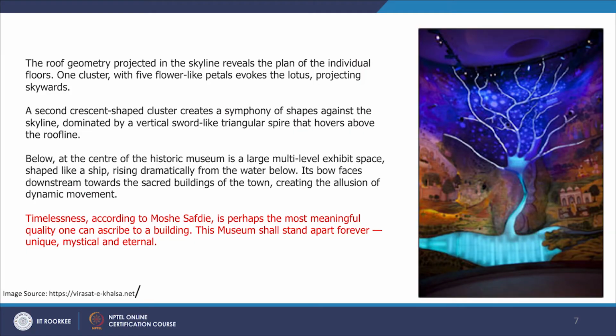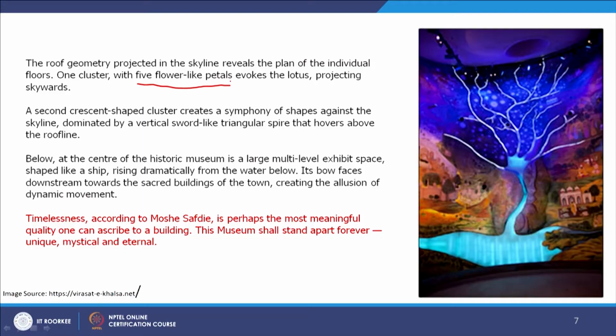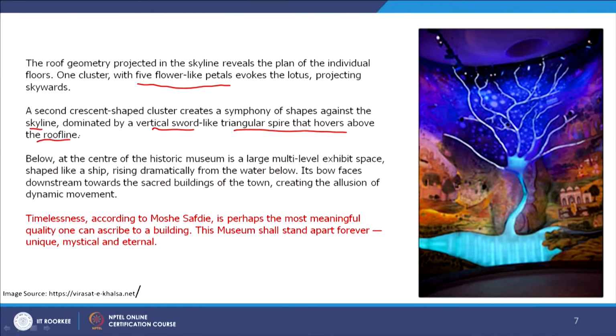So that is where, as I explained to you before, the roof geometry projected in the skyline reveals the plan of the individual floors, and one cluster with 5 flower-like petals evokes the lotus projecting skywards. So it's built with inspiration from nature. And the second crescent-shaped cluster creates a symphony of shapes against the skyline, dominated by a vertical sword-like triangular spire, because the sword is one of the important elements of Sikh culture, that hovers above the roof line.